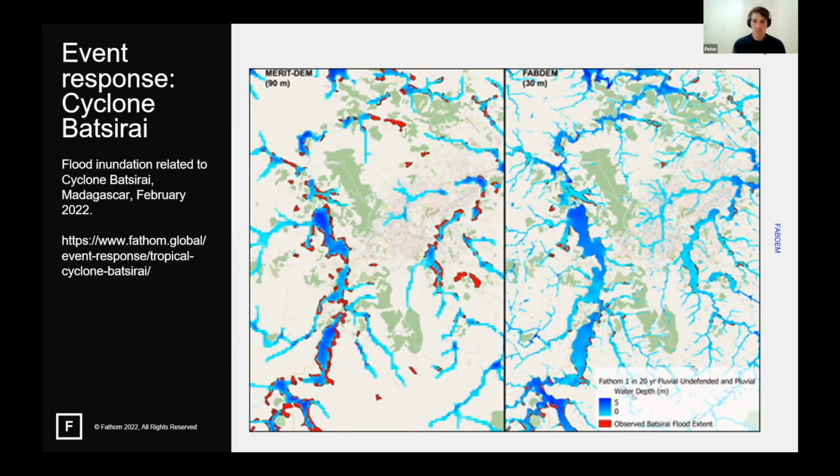And then afterwards, we validated this flood event against satellite-based estimates of the flood. And you can see here, again, we've got much clearer correspondence with the FabDEM plot, which is on the right-hand side, where the blue flooding areas match up and cover the red observed flood extent, whereas the MERIT-based flood map on the left is missing a lot of the flood and not matching quite as nicely.